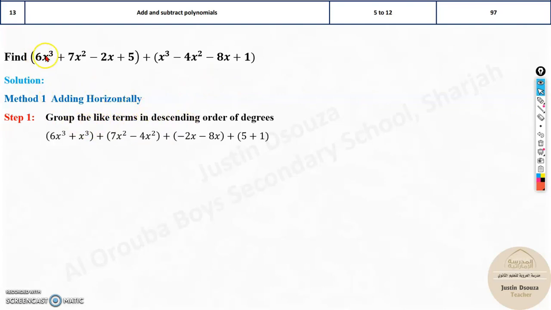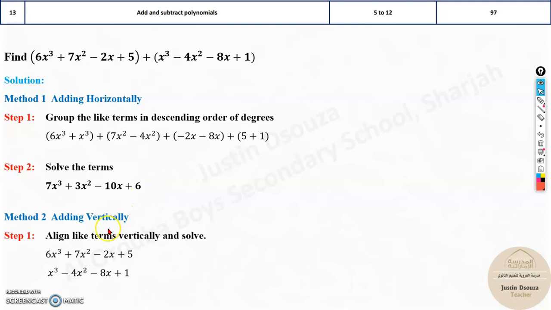That means, which is the highest degree over here? Power 3. So group the power 3 terms, then power 2 terms, then power 1, and lastly the constants or the numbers. Now 6x cubed plus 1x cubed is, just solving it, 7x cubed. 7 minus 4 is 3, positive 3 x squared. Then 2 minus 2 minus 8 is minus 10x. And lastly 5 plus 1 is 6.